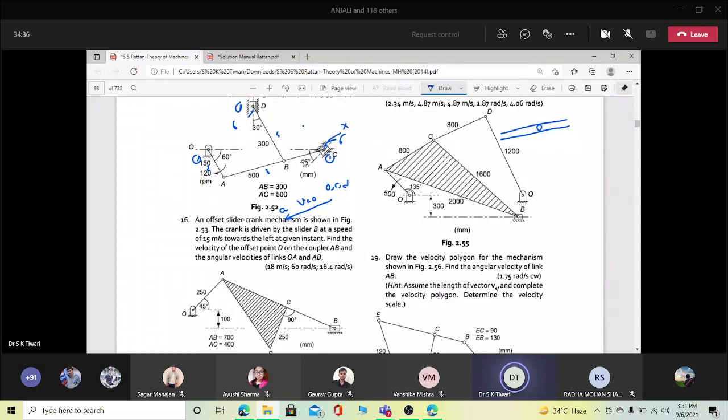So when X is on AX, then its direction of velocity will be perpendicular, something like this. Okay. Now, when X is on this slider, then its motion will be parallel to the line of stroke through the fixed point. This is the fixed point. इसके parallel इस तरह से हो जाएगी. Okay. It means this is the point X.